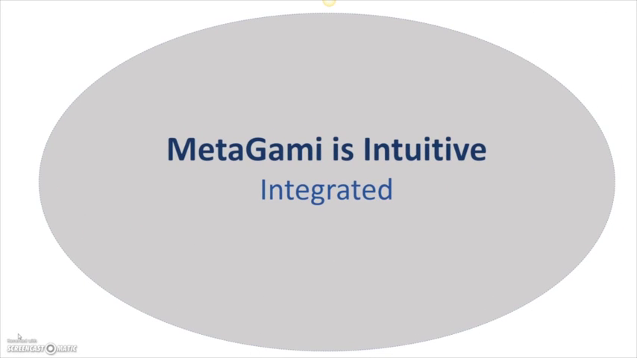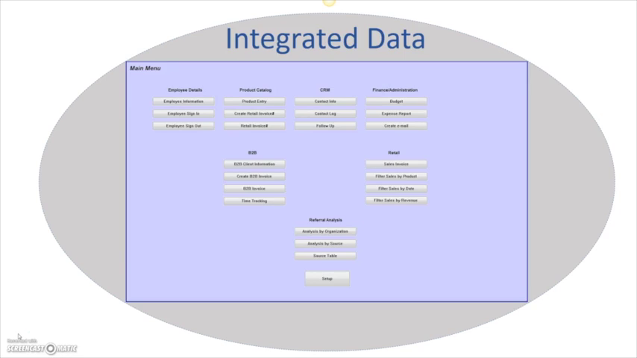MetaGami is also integrated, another reason for its intuitive nature. It's integrated with regard to data, so here's an example of an application that is a set of small business applications all tied together, all integrated together so that once a piece of data is entered, it never has to be entered again. It, in fact, is used to determine fields of data elsewhere in the set of applications. But the piece of data, once it changes, automatically updates all of the other areas. No need for data to be duplicated or re-entered.